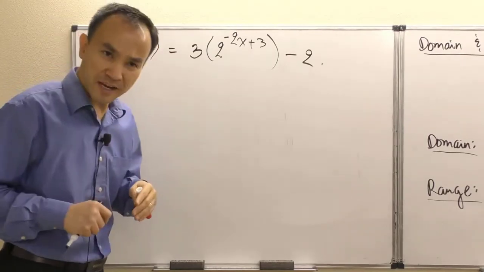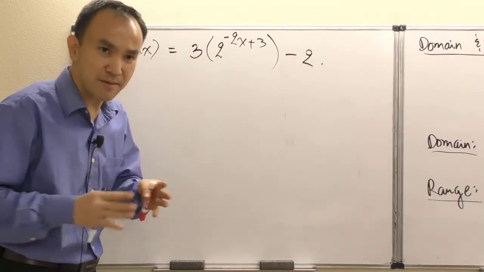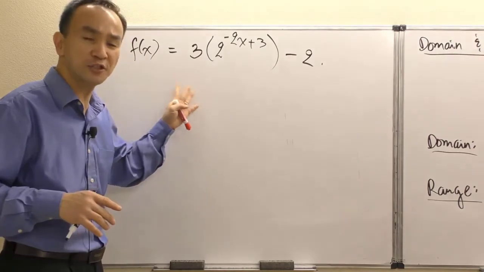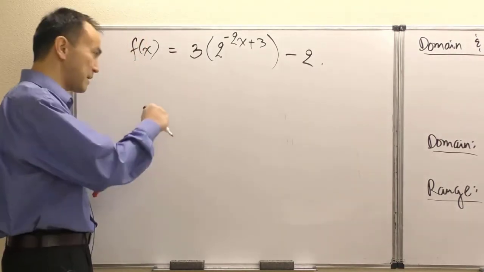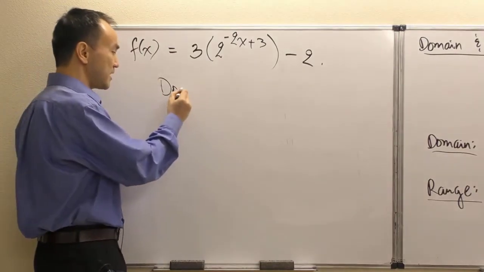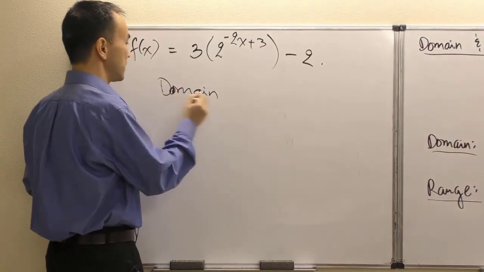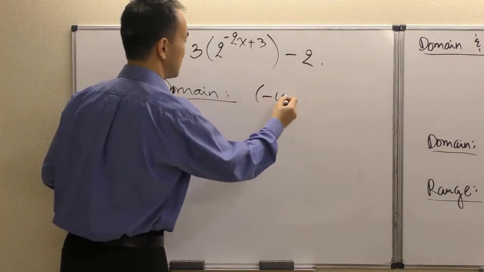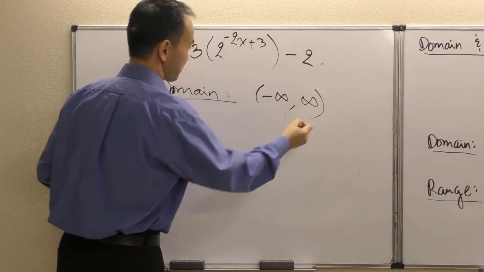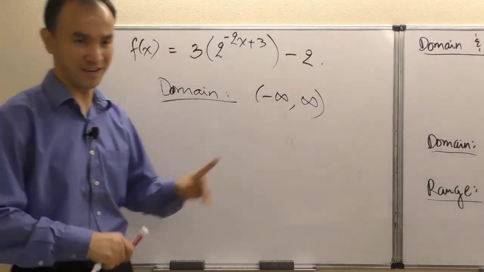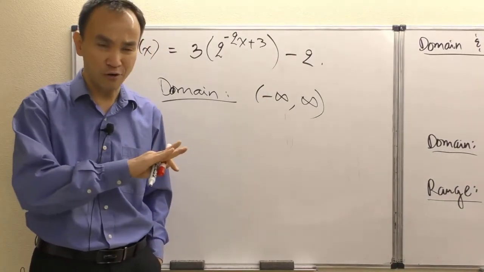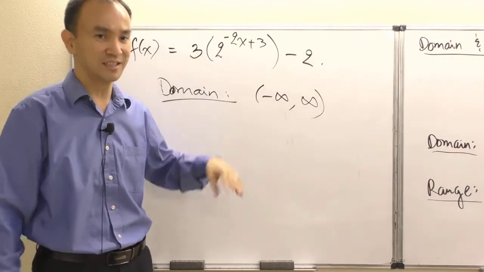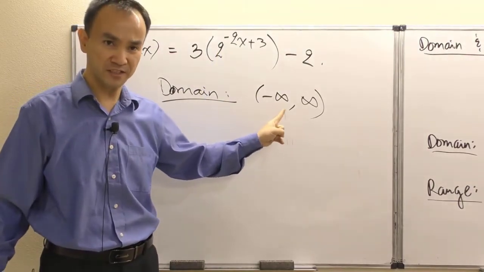And as a matter of fact, I made it seem like the domain and range is so hard to find for something like this. It's really not that bad. The domain can always be anywhere between negative infinity and infinity. That's one hard rule, at least for the domain of any exponential function. It doesn't matter how complicated it is. Like this case right here, the domain can always be anywhere from minus infinity to infinity.